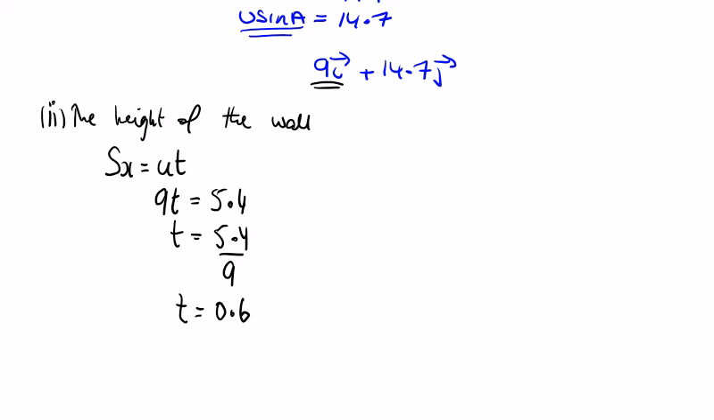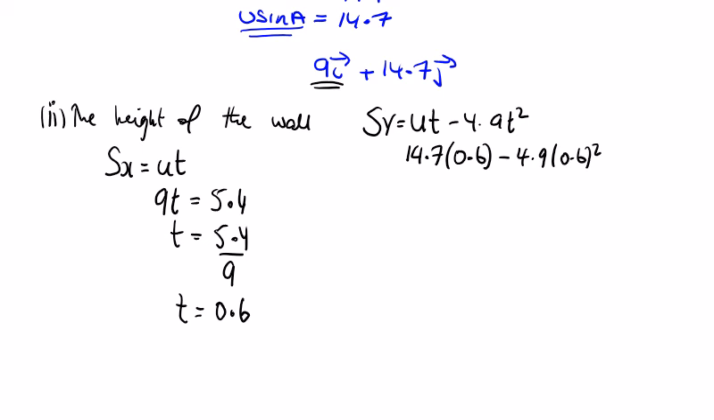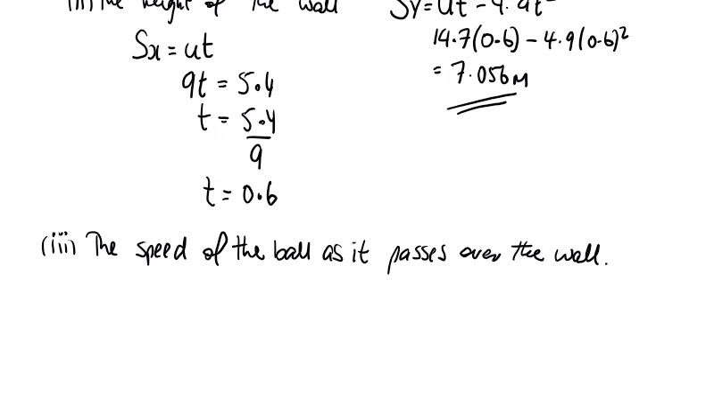So what we need to do is put this 0.6 into displacement in y, and we get the height of the wall. ut minus 4.9 t squared. So 14.7 by 0.6 minus 4.9 by 0.6 squared. And I'm just going to type this into a calculator. It comes up as 3 decimals. 7.056 meters is the height of the wall.